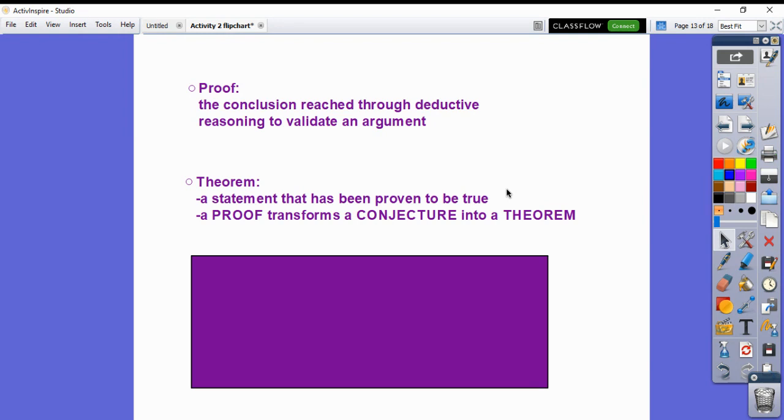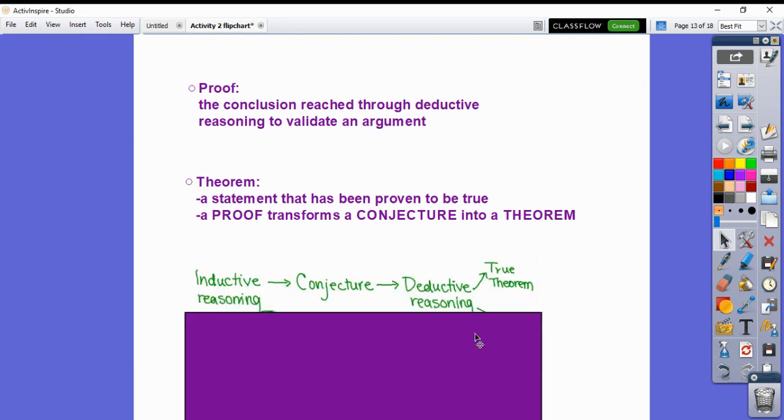Well, how do we know that a squared plus b squared equals c squared anytime we have a right triangle? It's because we can use deductive reasoning to prove that that equation is true, not just for the first couple of right triangles that we see, but for any right triangle that we see anywhere, where A and B are the two leg lengths and C is the hypotenuse. So a proof transforms a conjecture into a theorem.